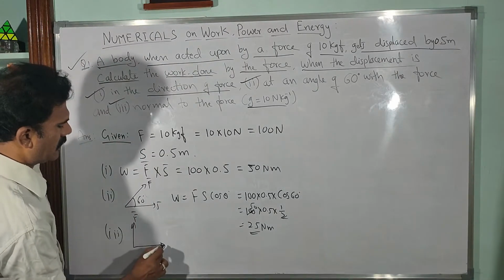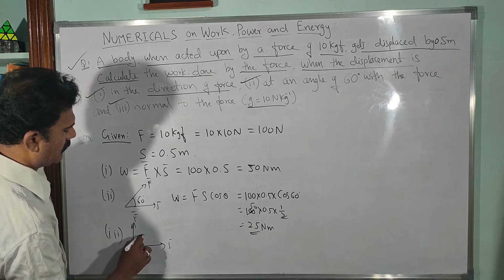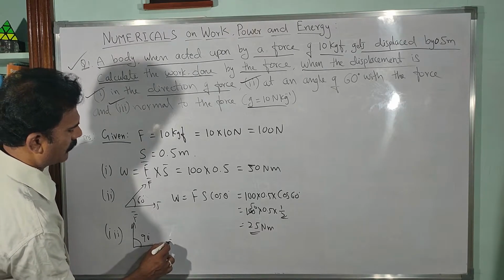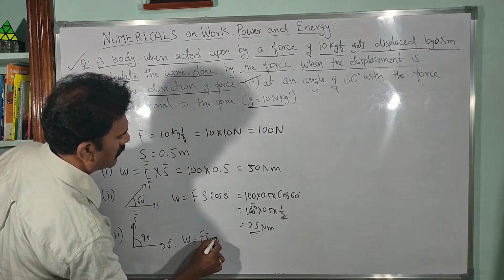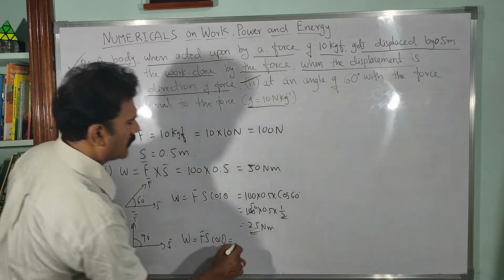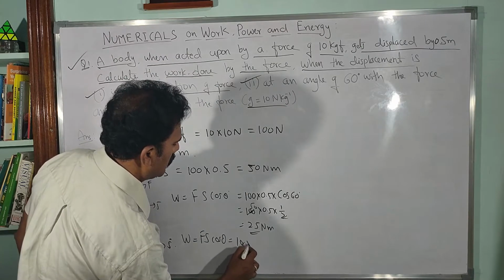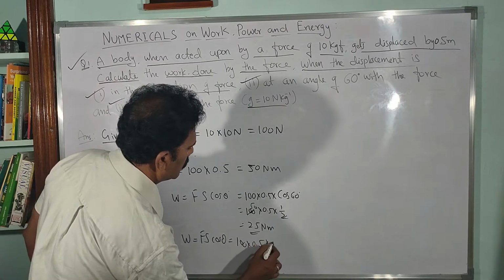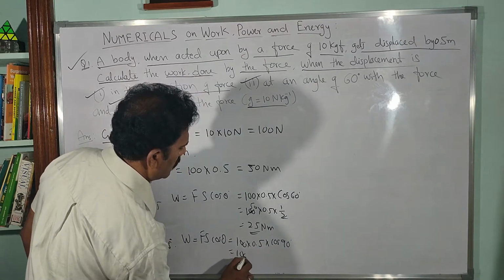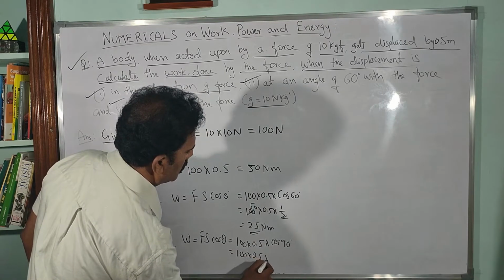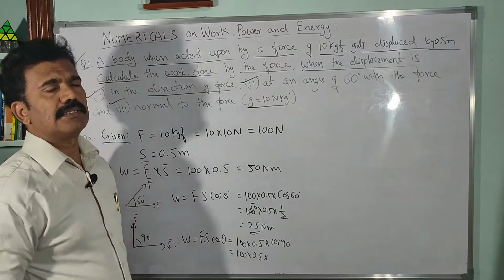So force and displacement are exactly making 90 degrees between them. Then work done is equal to F s cos theta again. Calculate it as 100 into 0.5 into cos 90 degrees. 100 into 0.5 into cos 90 degrees is how much?